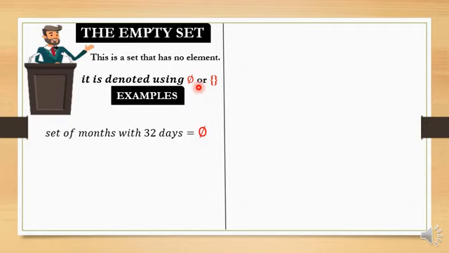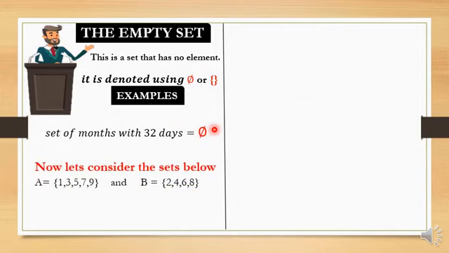Had it been months with 30 days, September is an example. But now there is no month that has 32 days. So it is empty. If you are taking that set, the set will actually have no element. So that is why it will be empty.